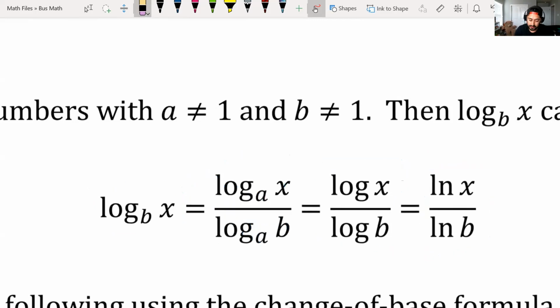And if you have the right graphing calculator, I will show you how to type in log bases.